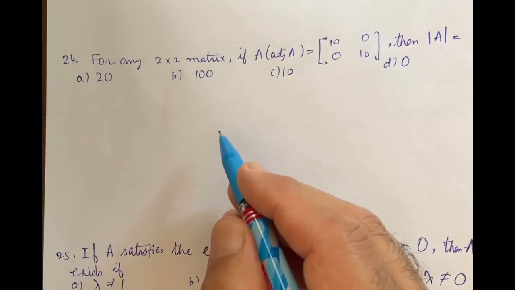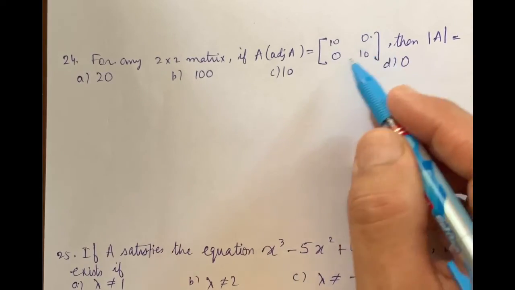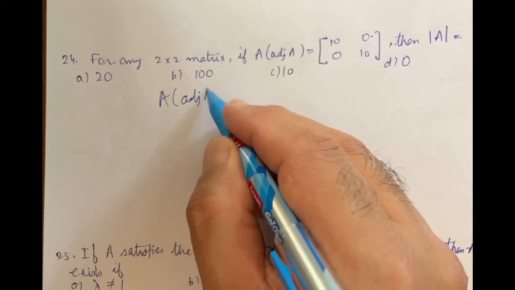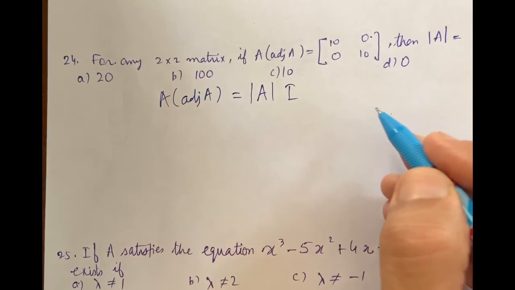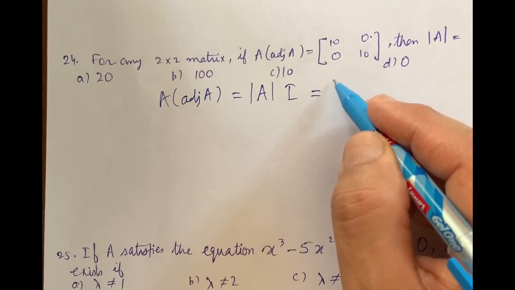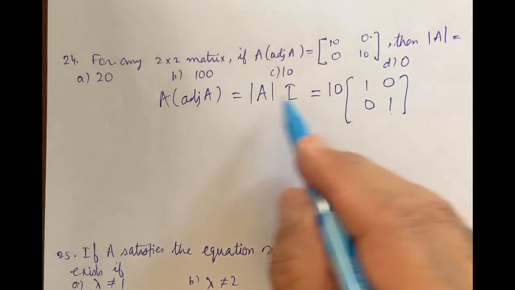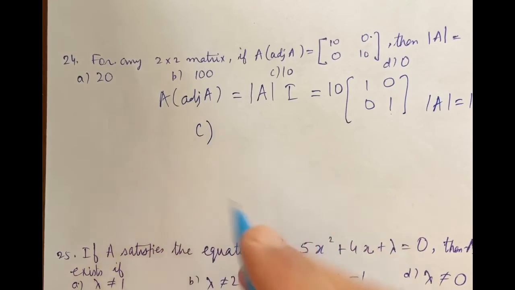Next, we are given A into adjoint of A is equal to 10 0 0 10. We know for matrices, A into adjoint of A is always equal to determinant of A into I. So since this is 10 into 1 0 0 1, comparing this we got determinant of A equal to 10. So C is the correct option.